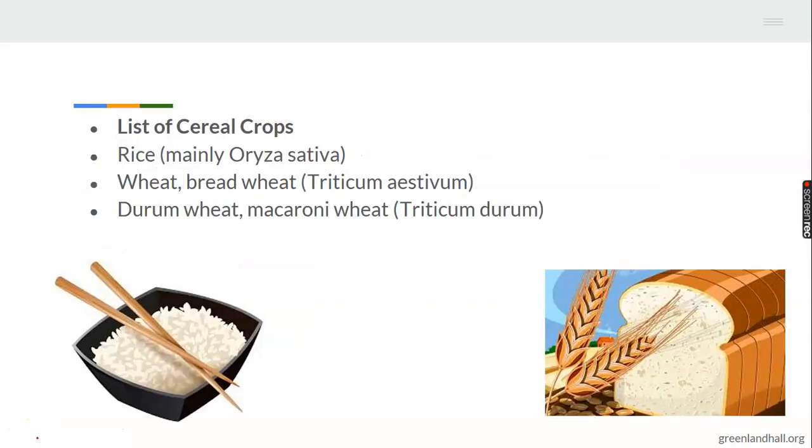So types of cereals that we have is rice. From the chart you've seen it. There's wheat, durum wheat, macaroni wheat. That's Triticum durum.